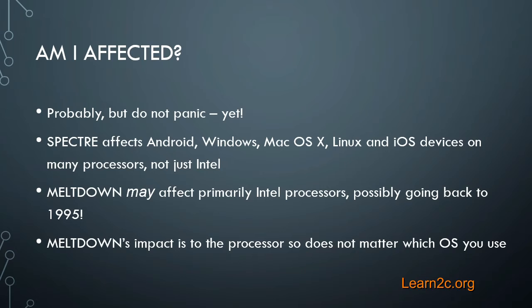SPECTRE does affect Android, Windows, Mac OS X, Linux, and iOS devices running on many kinds of processors. MELTDOWN may affect mostly Intel processors, and while it's been tested on processors going back to I think 2010 or 2011, it may actually affect processors going back as far as 1995. MELTDOWN's impact is actually to the processor itself, so it doesn't matter which operating system you happen to be using.